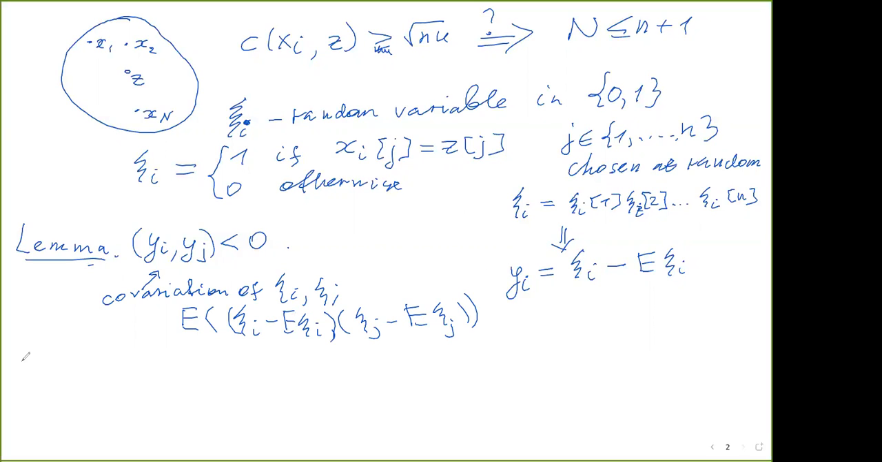So in other words, we need to show this, and once we show the lemma, we are done, because we have capital N vectors yi, they form pairwise obtuse angles because the inner product is strictly negative, and we know that the maximal possible number of such vectors is at most the dimension plus 1, n plus 1. So let's see why this is true. So when we take the inner product of such vectors, what do we obtain?